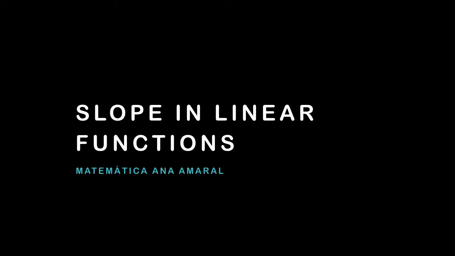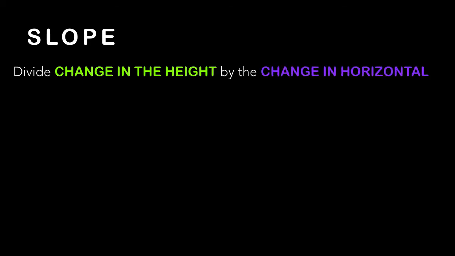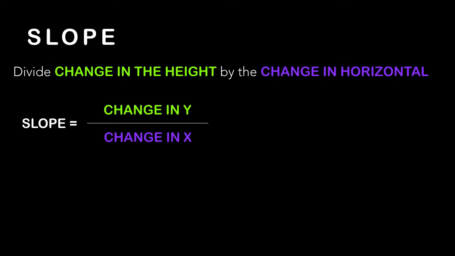And today I'm going to teach you how to calculate the slope in linear functions. First, let's understand the idea of the slope. So, the basic idea of the slope is to divide the change in height by the change in horizontal. We can also say the change in y and the change in x, or rise over run.